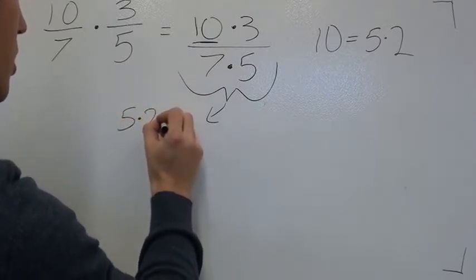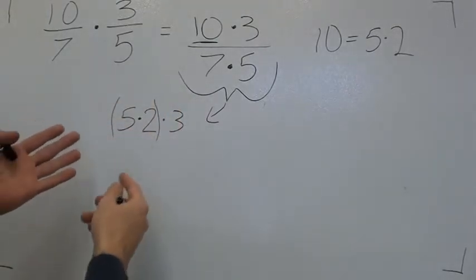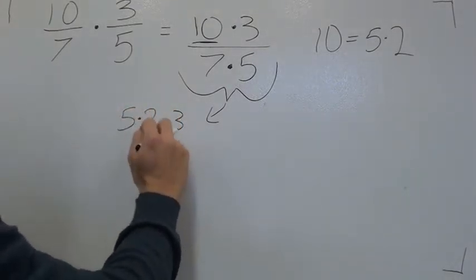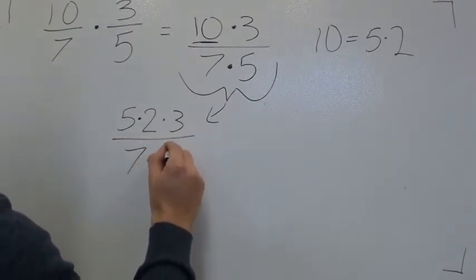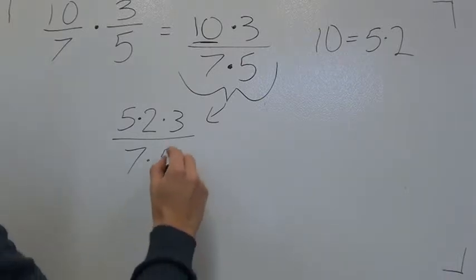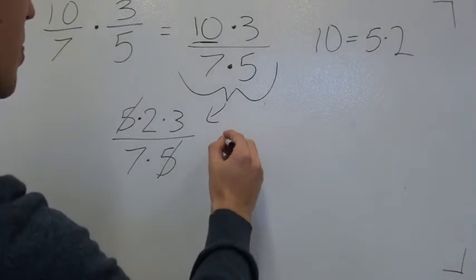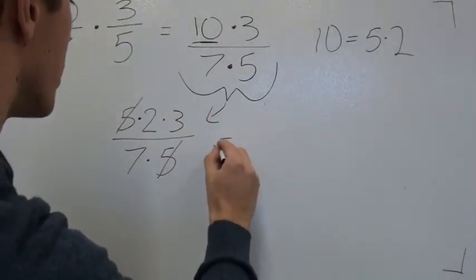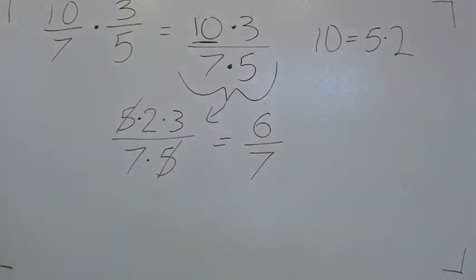times 2 times 3. Alright, we could put these in parentheses to show that that's the 10, but really it doesn't matter which order we multiply them in, so those don't actually need to be in parentheses. 5 times 2 times 3 is the same as 10 times 3. Bottom, we have 7 times a 5, and right there you have 2 5s that can cancel out. So 10 sevenths times 3 fifths, your final answer is going to be 6 sevenths.